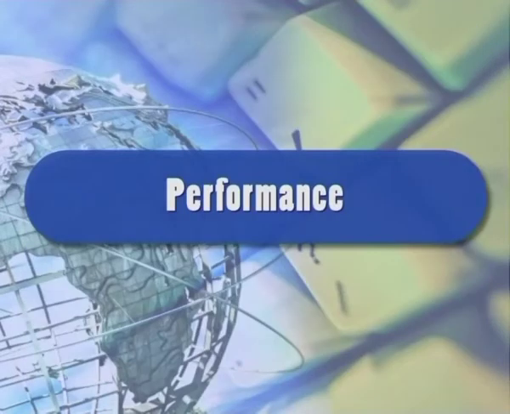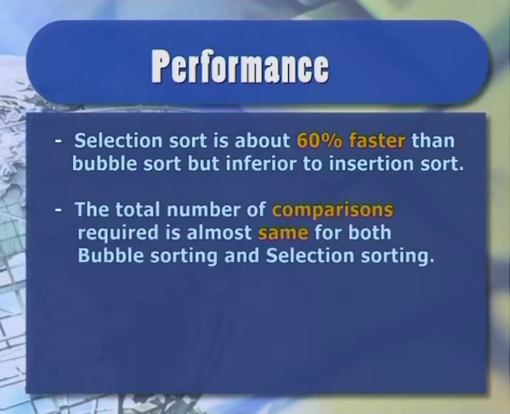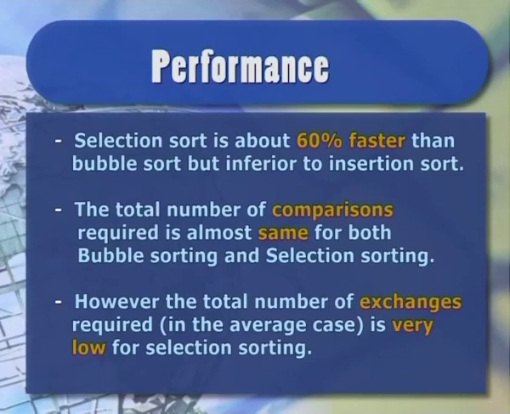Performance. Selection sort is about 60% faster than bubble sort, but inferior to insertion sort, which we shall discuss in our next lecture. The total number of comparisons required is almost the same for both bubble sort and selection sort. However, the total number of exchanges required in the average case is very low for selection sort. Thus, in the average case, selection sort is much more efficient than the bubble sort algorithm. Though in the best case, bubble sort performs better, say for sorting an already sorted array.